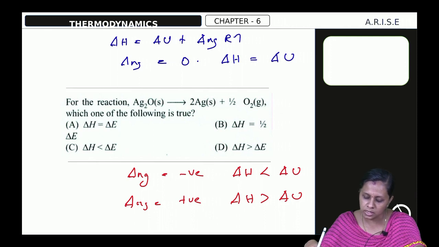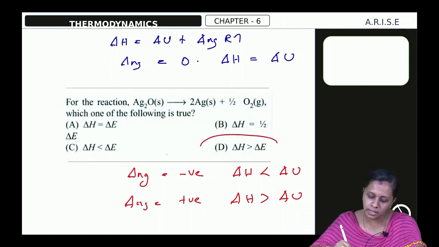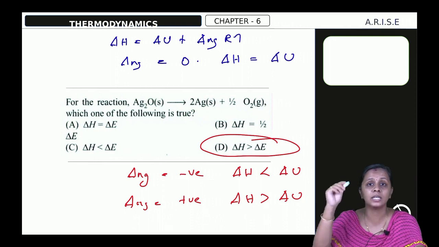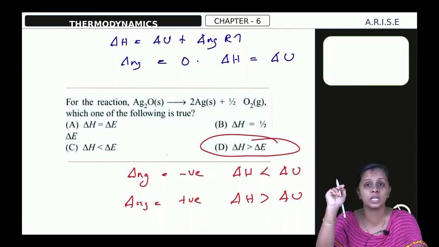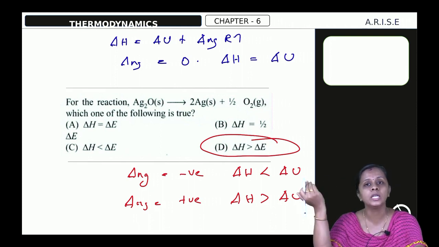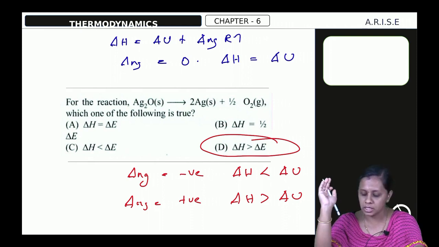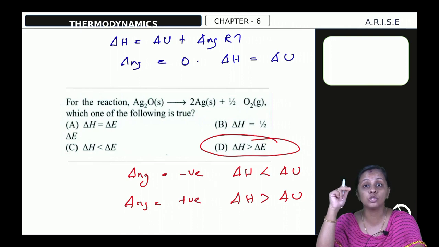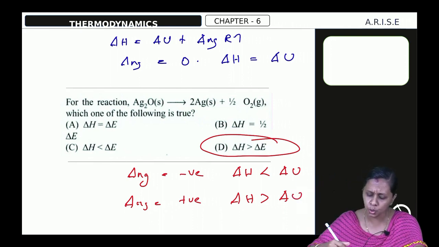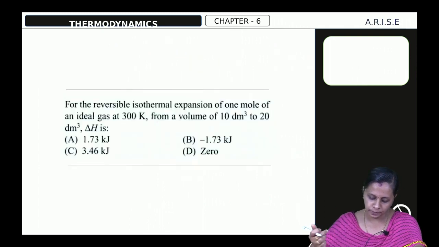If delta Ng is positive, what is the situation? Delta H is greater than delta U. So delta H is greater than delta U means delta H is greater than delta E, because here we are using E as a representation for internal energy. That is the only difference. Either you can use U or you can use E for representing internal energy. So if delta Ng is positive, delta H is greater than delta U. So in this option it will be delta H greater than delta E. So it is option D. Now we can move on to the next question.